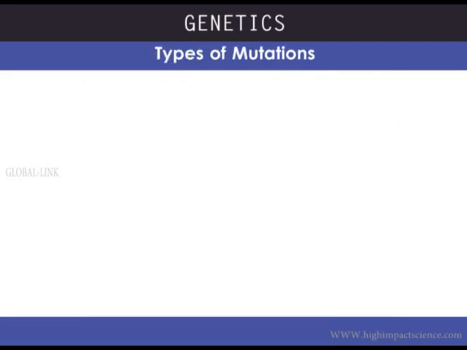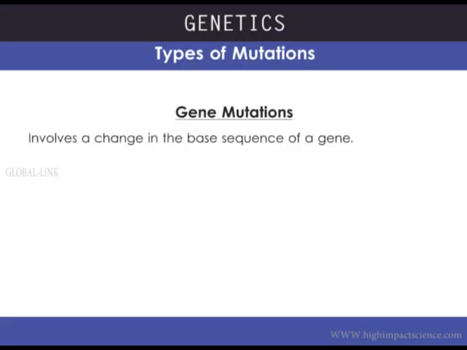Mutations are broadly classified into two: gene mutations and chromosomal mutations. Gene mutations involve a change in the base sequence of a gene. These gene mutations can happen through substitution, insertion, or deletion.